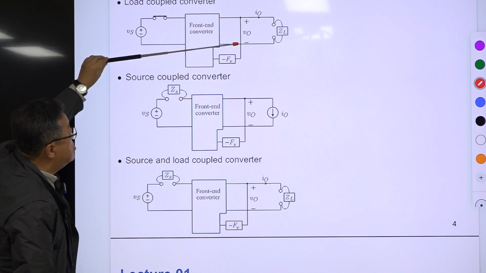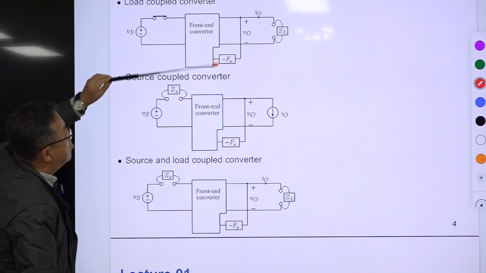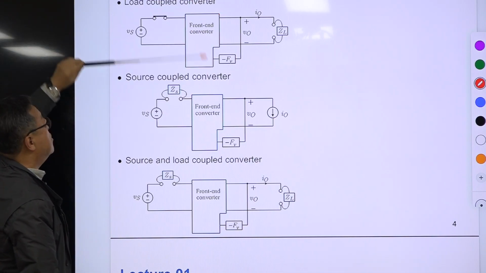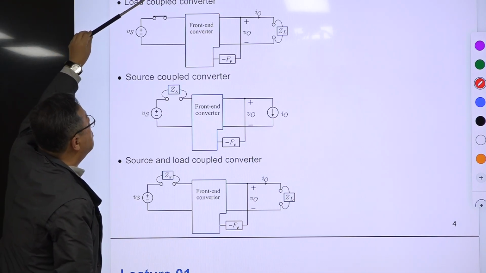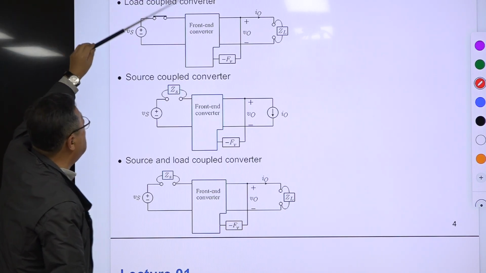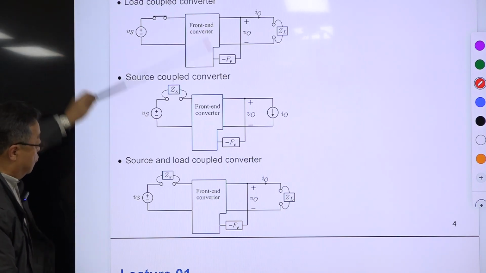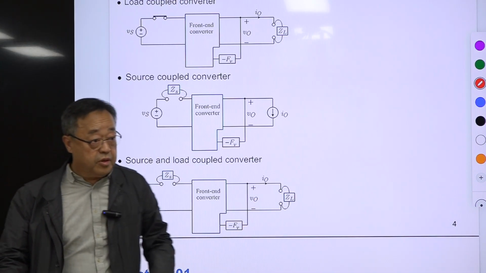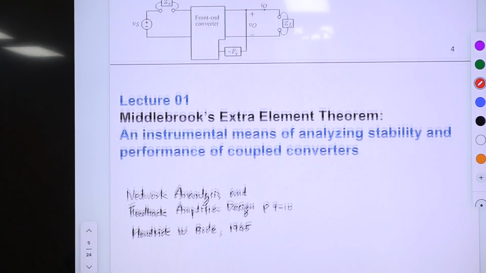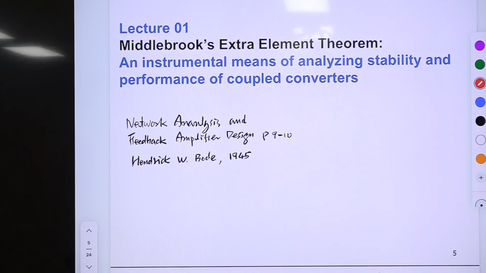Then the problem is what will happen? We go from the uncoupled converter to this one. What will happen is the problem. That problem can be solved or tackled using this Middlebrook's extra element theorem.